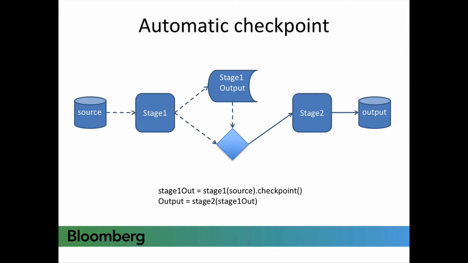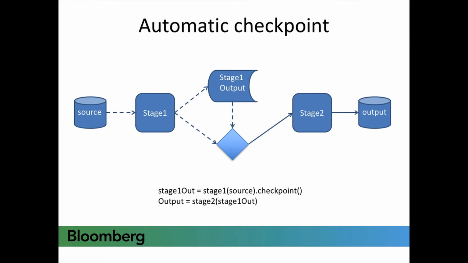It might look something like this, where these dotted lines are paths that may or may not be executed in a given execution. So now we're expressing this as just a single entry point. We run stage 1 on some source, and then we get stage 1 out, and then we run stage 2 on stage 1 out in order to get some output. So now we have a single entry point.